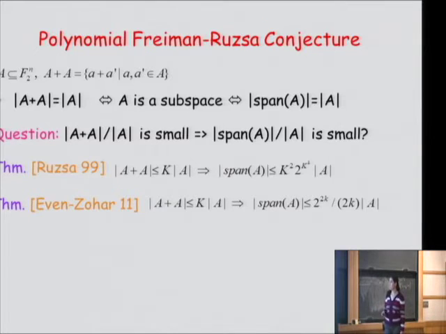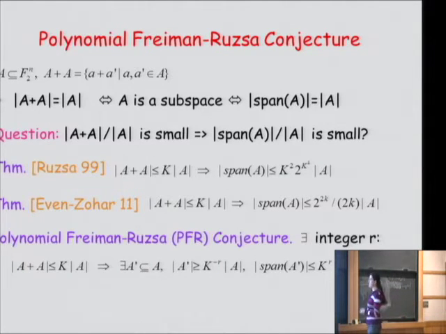Sorry. Thank you. Okay, so the polynomial Freiman-Ruzsa conjecture is that there exists a large subset A prime of A for which the ratio of the size of span A prime to the size of A prime is at most a polynomial function in K.